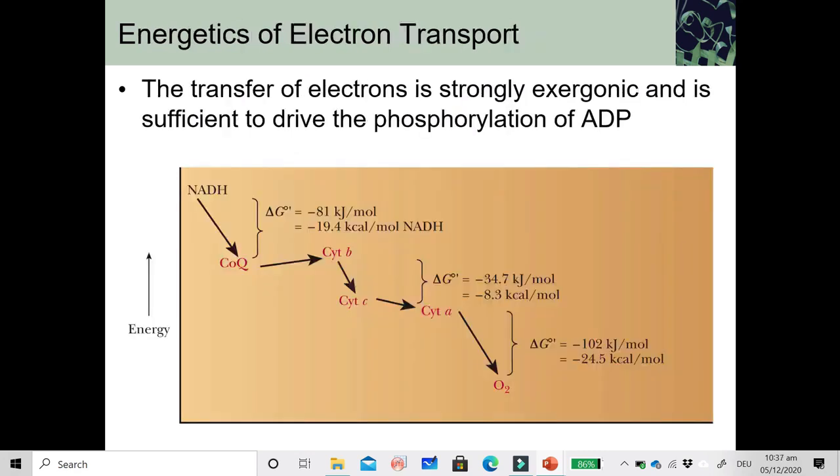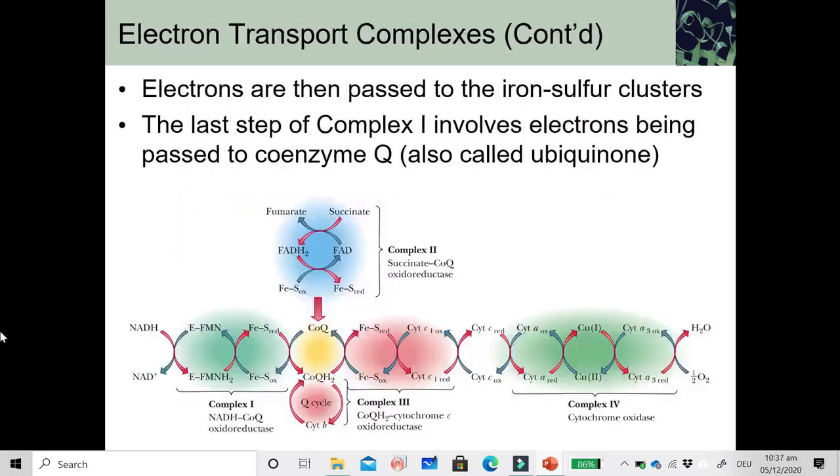Okay, we're going to discuss complex 2 later. So there are a number of different complexes, as you can see in this case. This is complex 1, complex 2, complex 3, and then complex 4.